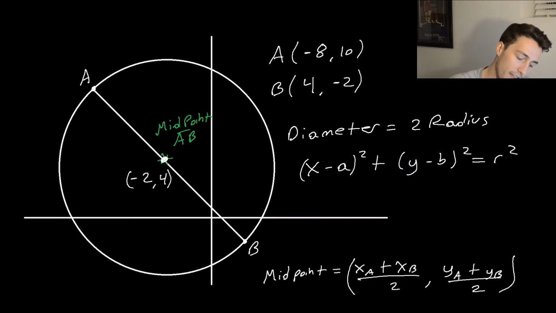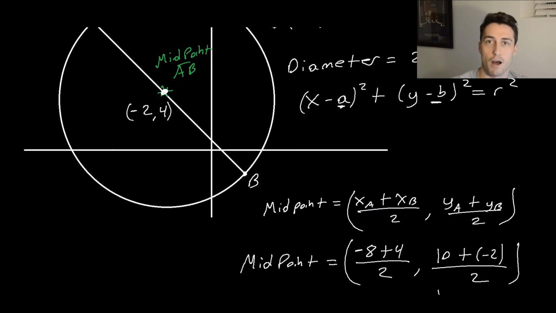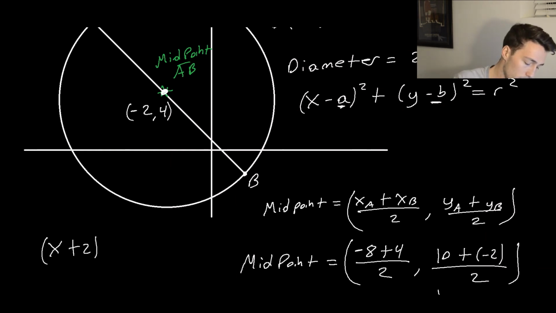So now we have the a value and the b value, and we also have this center point here. So we can see that it's a similar question to problem 2, just with the midpoint step in between. So we can say that x minus negative 2, that's going to be plus 2, squared, plus y minus 4 squared is going to equal r squared.